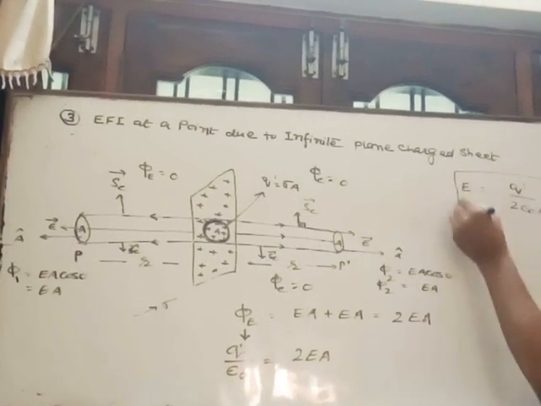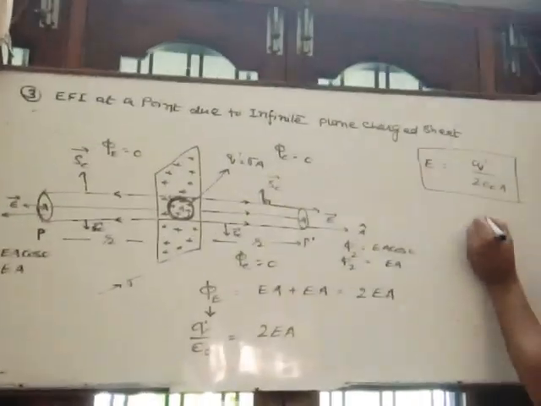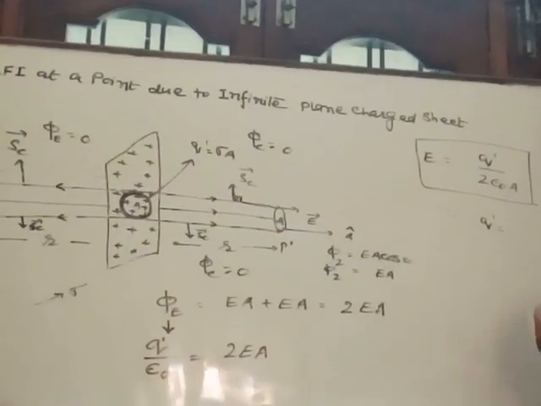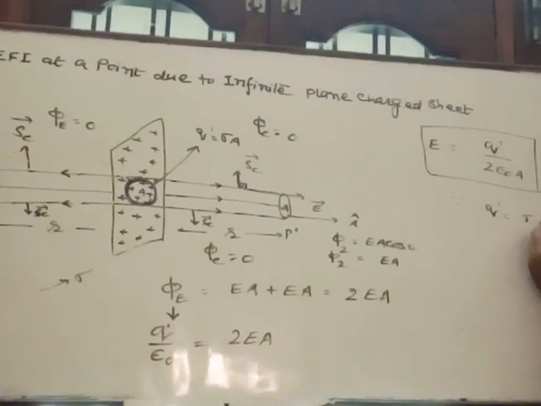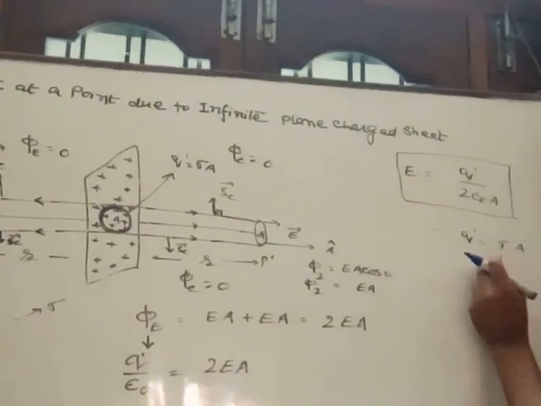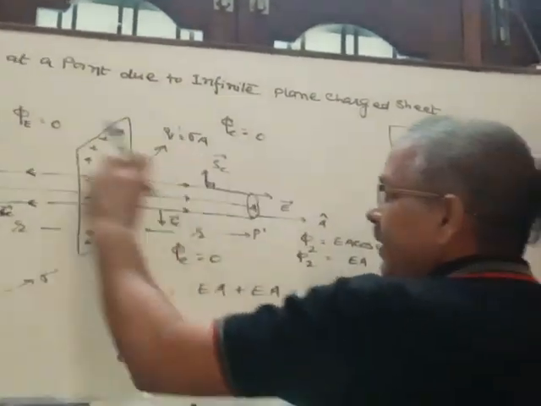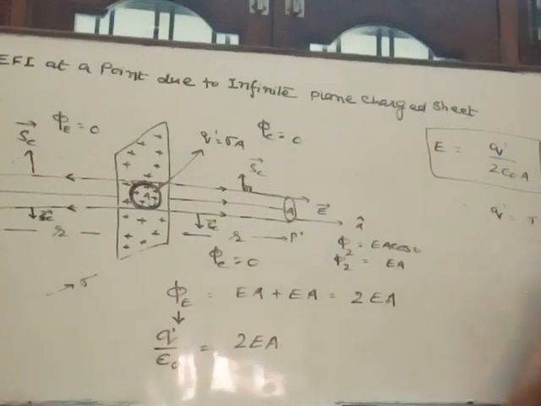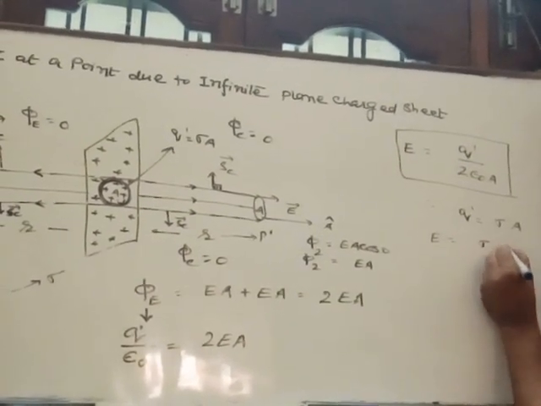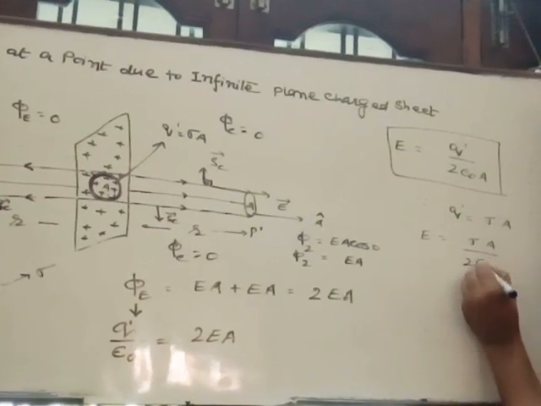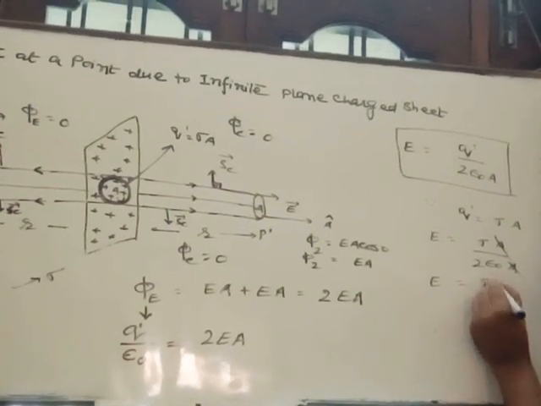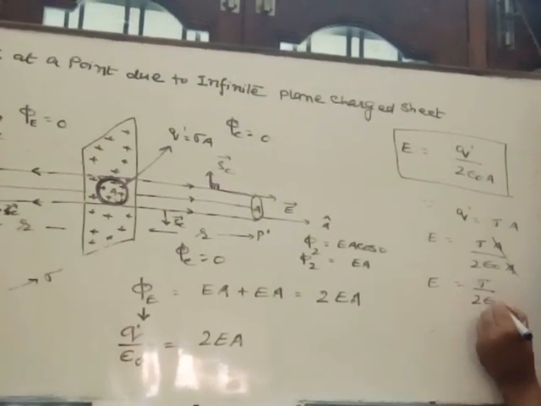This is in terms of charge, but since the charge Q dash linked with the Gaussian surface is equal to surface charge density sigma into A, where sigma is the surface charge density of the whole sheet, the amount of charge present in this cylindrical Gaussian surface is Q dash. So instead of Q dash, write sigma A. So E is equal to sigma A by 2 epsilon 0 A. A and A get cancelled. E is equal to sigma by 2 epsilon 0.